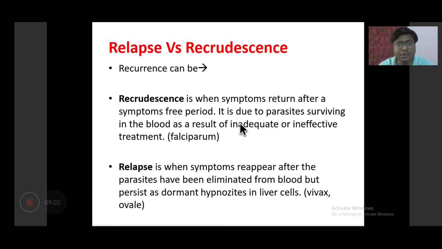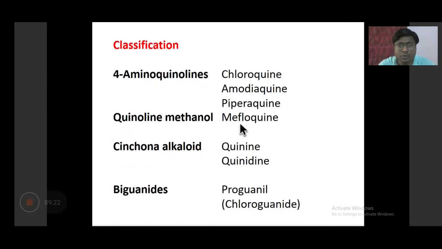So the difference between relapse and recurrence is that in recurrence, the parasite is there in the blood. In relapse, the parasite is eliminated from the blood, but there are some persistent liver cells, a hepatic phase of the life cycle, from where it can come again into the blood and lead to relapse of the disease. So relapse and recurrence are two different things. Relapse is always with Vivax, not with falciparum, and recurrence is always with falciparum.